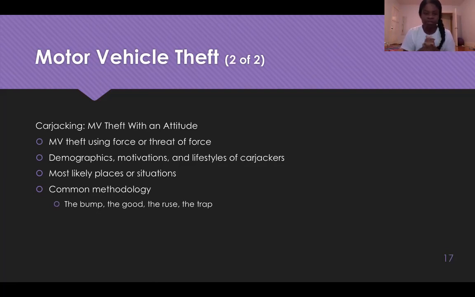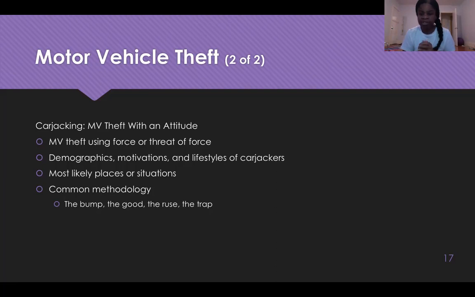Carjacking, so motor vehicle theft with an attitude. Carjacking is the theft or an attempted theft of a motor vehicle from its occupant by force or threat of force. It involves multiple crimes for which the offender may be charged, including robbery, assault, and motor vehicle theft. Interviews with active carjackers find that they are more like street robbers in their demographics, motivations, and lifestyles than they are like professional car thieves.